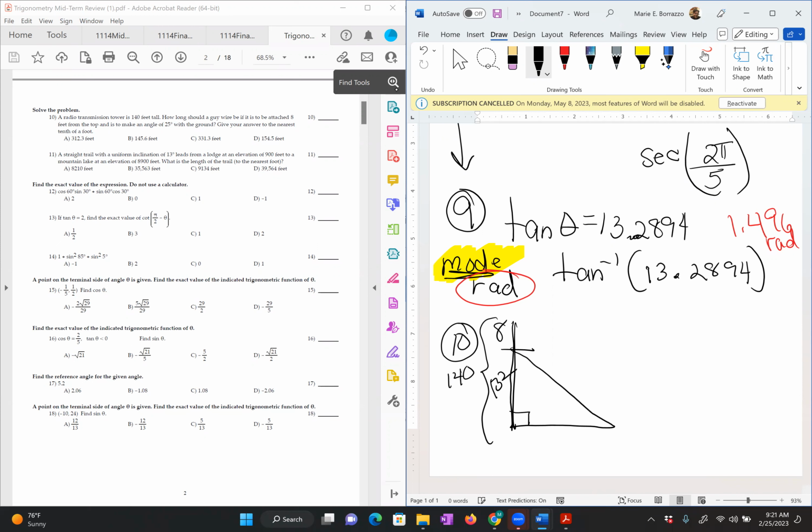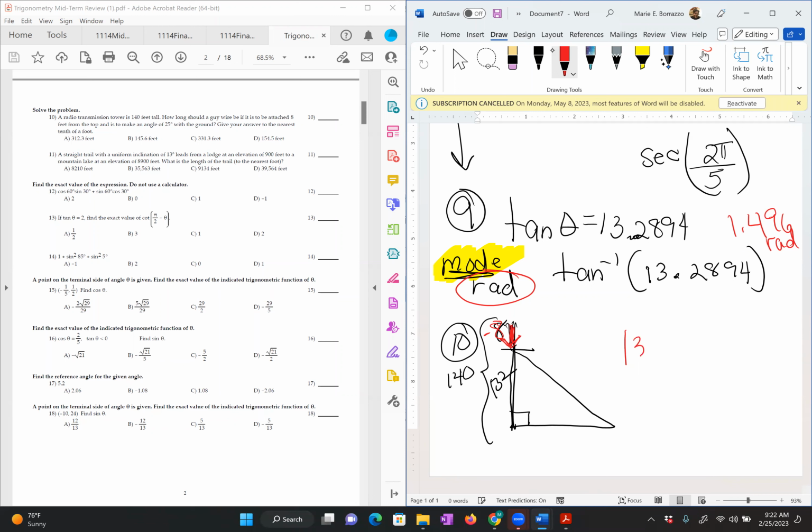This is your 90 degree. And the way the question is worded, the reason why the 8 is up here as a reduction from 140 to give you 132 is it is attached 8 feet from the top. So we're, in a sense, going down 8 feet from the 140. And it makes an angle of 25 degrees with the ground. They want us to do this to the 10th of a foot.